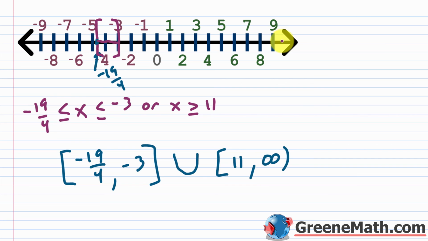And then for 11, again, we don't have it. So let's just say this is 10. Let me just extend this out a little bit and say this is 11. And then I'm just going to put a bracket here at 11, or again, a filled in circle, and then just shade everything to the right, including that arrow. So basically, x here can be any value including negative 19/4 going up to and including negative 3. Or it could also be starting at 11 and including 11 going out to positive infinity.